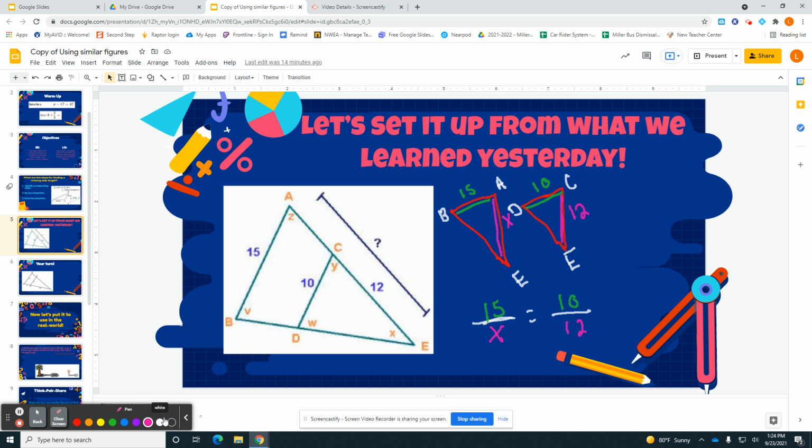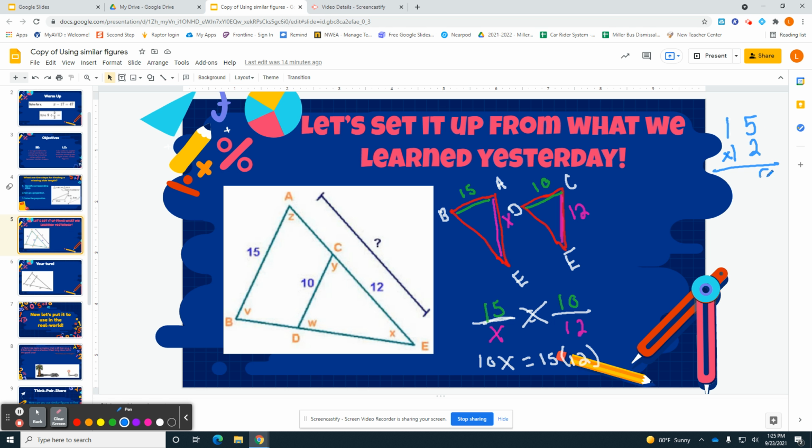So now we can cross multiply and divide. So you're going to have X times 10, which would be 10X, and then you have 15 times 12. Okay. So you're going to multiply those two. Oops, let me change the color so we can see. Can't write with white on white. 15 times 12, you're going to multiply those two to get your answer.